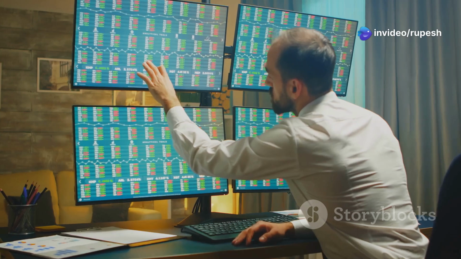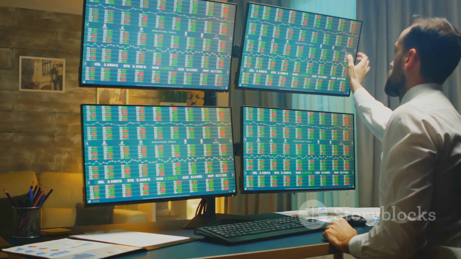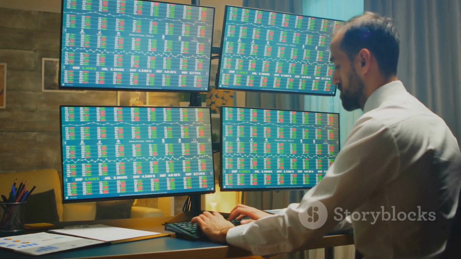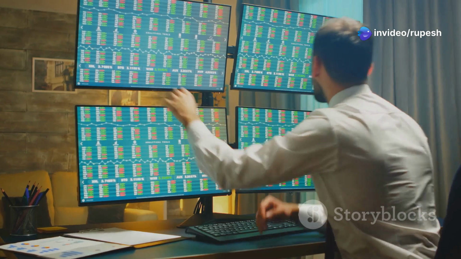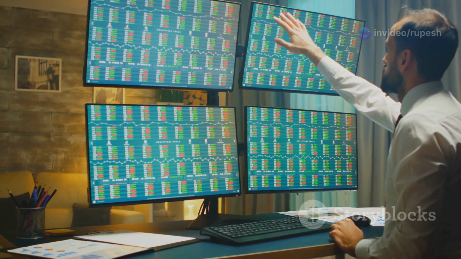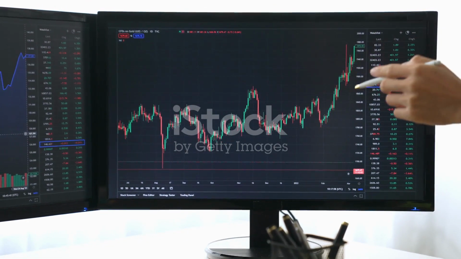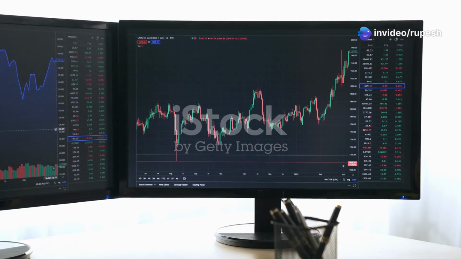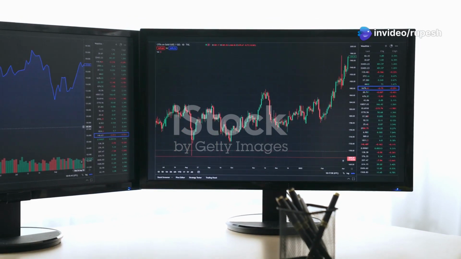Section 8. Putting it all together. A real-world example of PE ratio analysis. In this section, we will delve into the practical application of the price-to-earnings ratio, or PE ratio, by comparing two hypothetical companies. This will help us understand how investors use this metric to make informed decisions. Let's compare two hypothetical companies, Company A and Company B. By examining their PE ratios, we can gain insights into their market valuations and growth expectations.